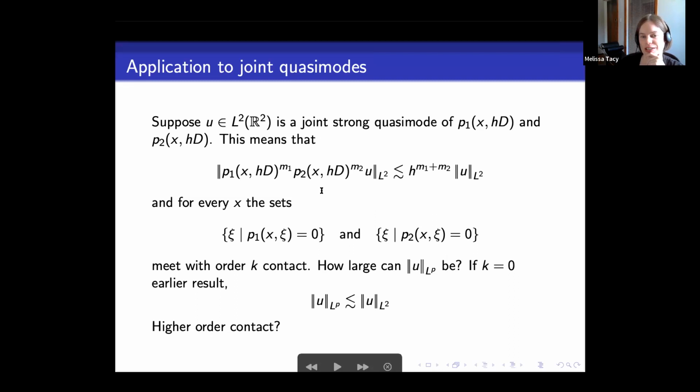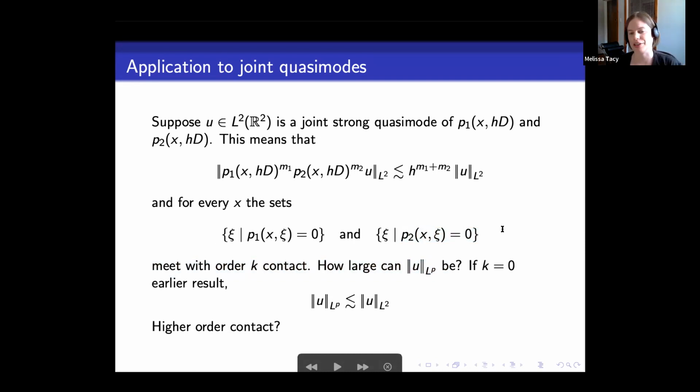For Quasimodes, if I apply P1 to the M1, P2 to the M2, I get a power of h for each application that I do of one of these operators. It doesn't matter what order I do them either. And then you want to look at the two sets where the functions are 0.